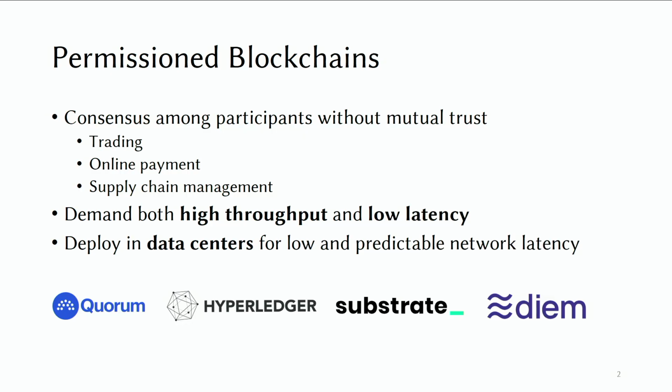Permissioned blockchain has gained popularity recently. Participants without mutual trust in each other use permissioned blockchain to keep consensus, for example, in trading, online payment, and supply chain management. These use cases demand both high throughput and low latency, which is why permissioned blockchains are usually deployed in data centers for low and predictable network latency.